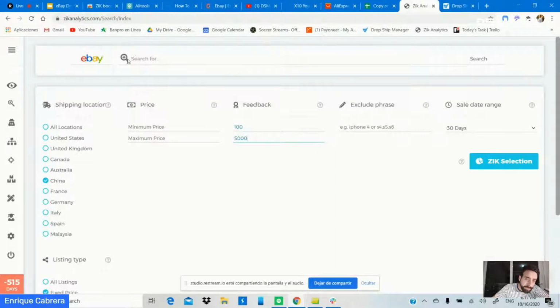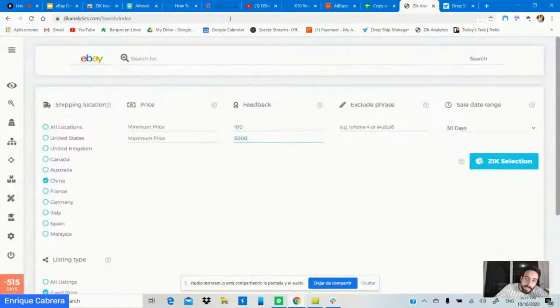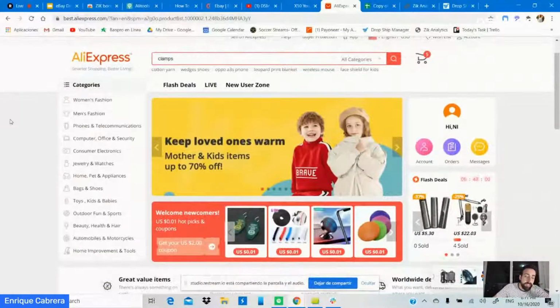And over here, we're going to search for the keywords that we decide to put. So in this case, let's head back over to AliExpress. And this is how you start your research. Once you're already set up on SIG Analytics, you head over to AliExpress, which is our main marketplace to source products. Just choose whatever category.